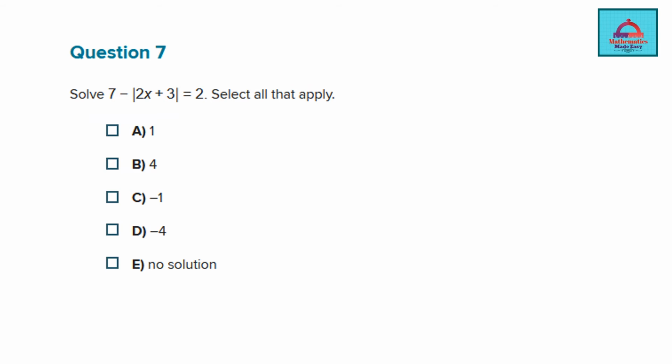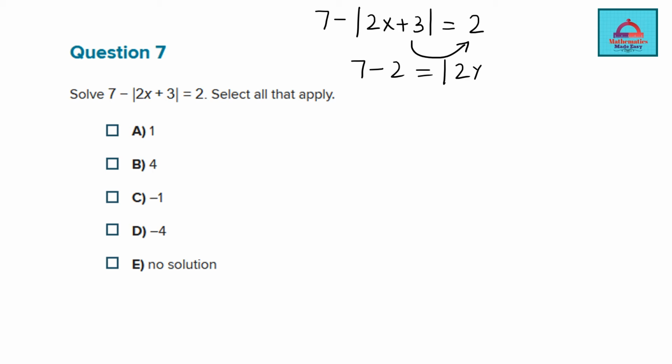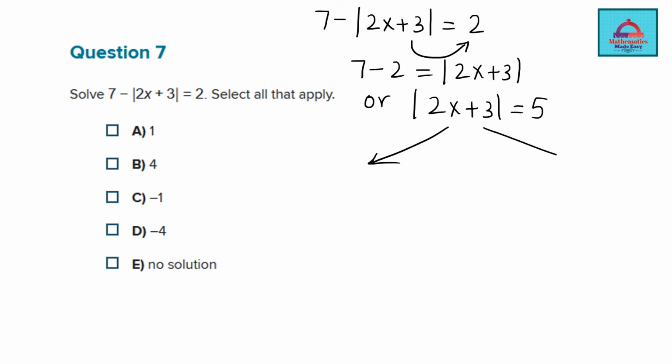Let's do the next question. Here it is an absolute value equation. So you can write 7 minus absolute value of 2x plus 3 is equal to 2 as you move the absolute value on the other side. So 7 minus 2 is equal to absolute value of 2x plus 3, or absolute value of 2x plus 3 is equal to 5. Now for absolute value there are two cases.